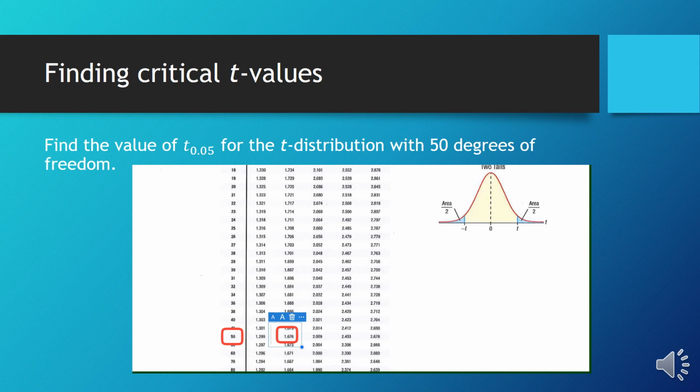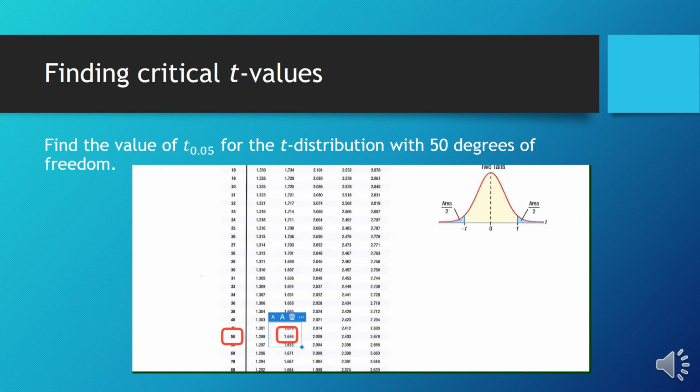And notice that it has 50 degrees of freedom. In this table here, this will be the exact table that's provided to you on the quiz. We have the area in one tail, and then underneath here we have area in two tails. That'll be specified in the problem if it is area in two tails. If it's not specified, you can assume that it's area in one tail.